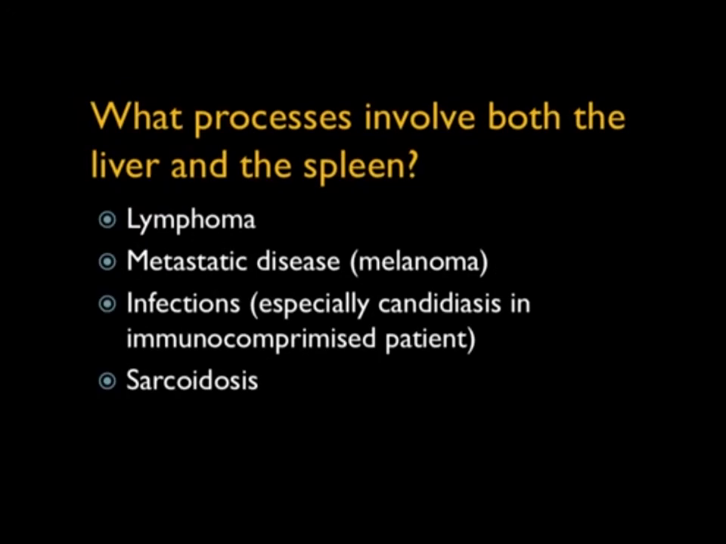And we talk about what processes involve both the spleen and the liver. And you can think about malignancy and non-malignant conditions. So think lymphoma, metastasis such as melanoma. We also can see infection, particularly in immunosuppressed patients. Candidiasis, Aspergillosis often involves liver and spleen. And in fact, with fungal infection, we also can see renal involvement as well. And then, of course, sarcoidosis. And I mentioned sarcoid because sarcoid is always the great mimicker. We know that from other studies.